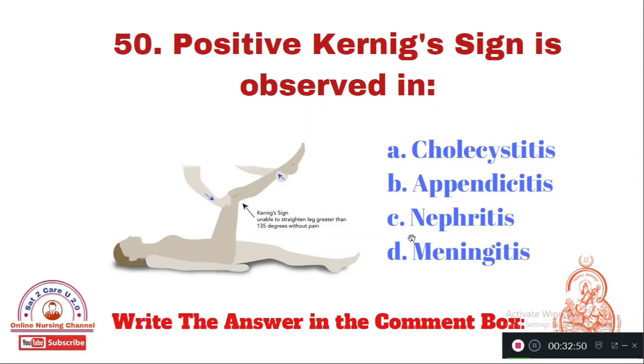At last, the 50th question. The answer you have to give in the comment box. It is a subscriber challenge question. Positive Kernig sign is observed in A. Cholecystitis, B. Appendicitis, C. Nephritis, D. Meningitis. Write the answer in the comment box below the video.